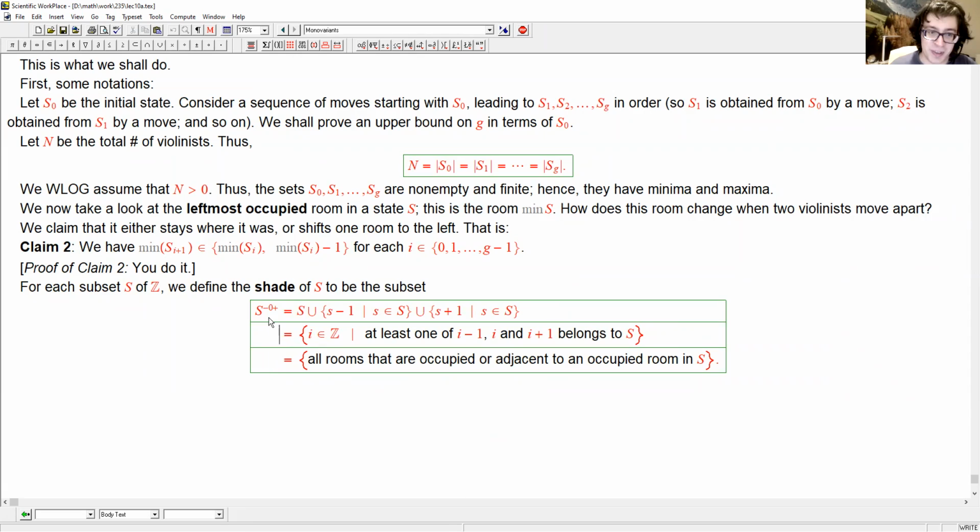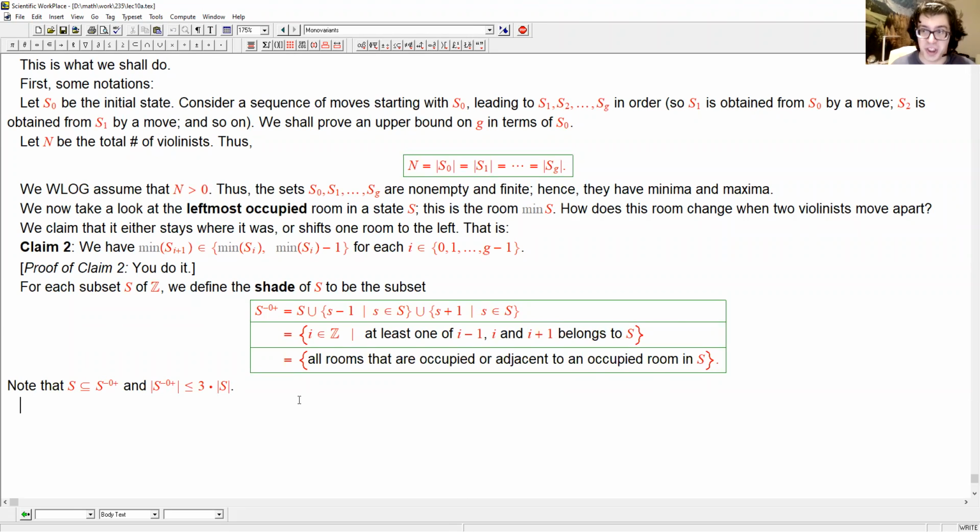So this is why I call it S minus 0 plus. There are 3 copies of S in there. This is the 0 copy, which is just S, the copy where you shift it all to the left by 1, and the copy where you shift it all to the right by 1. That's the minus and the plus. So note that S, of course, is a subset of this shade, and the size of the shade is at most 3 times the size of S, because the shade consists of 3 copies of S. If the copies overlap, the size is smaller, otherwise it's just equal to 3 times the size of S.